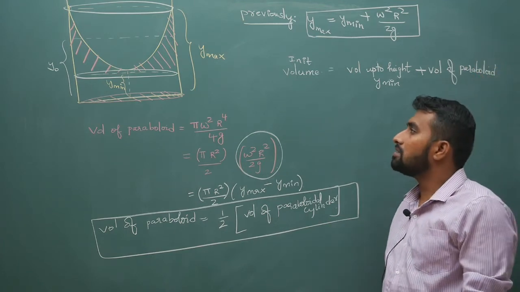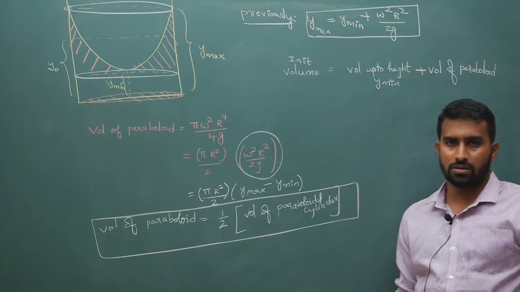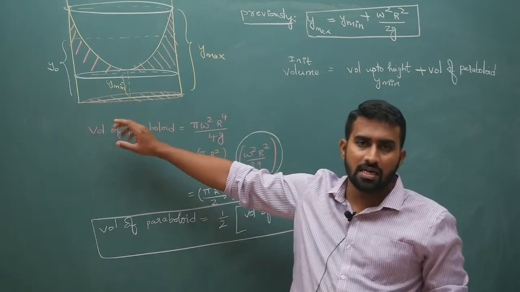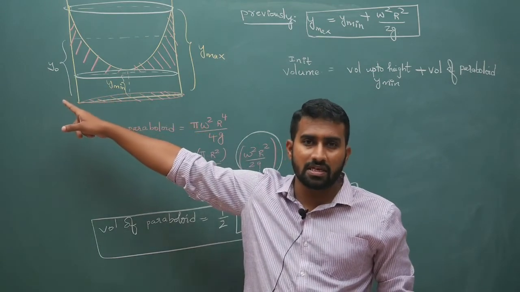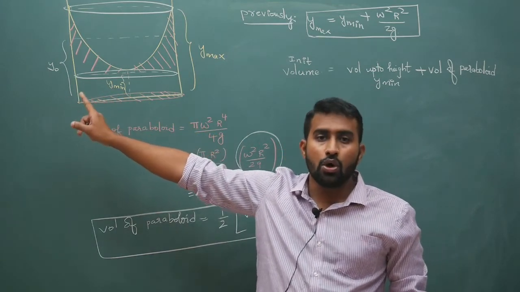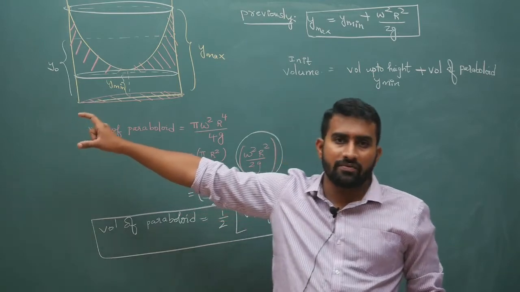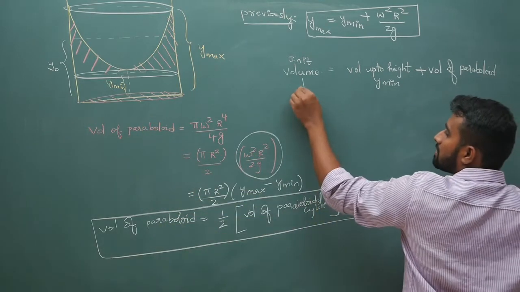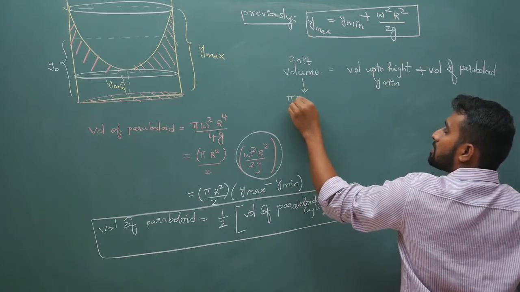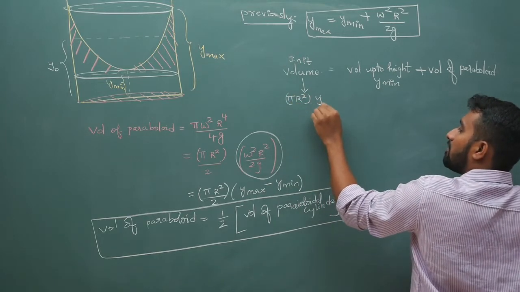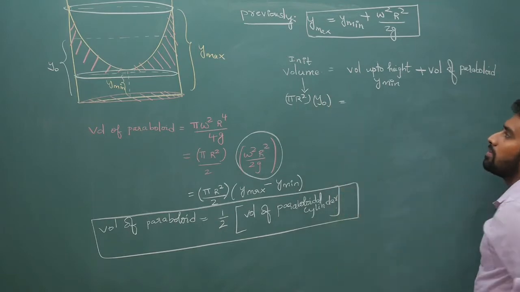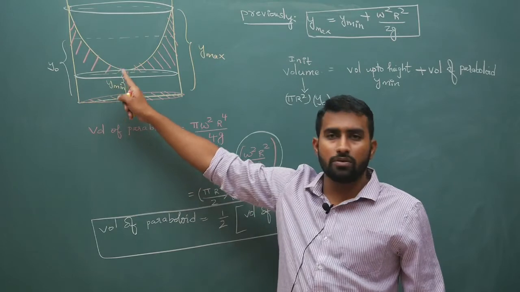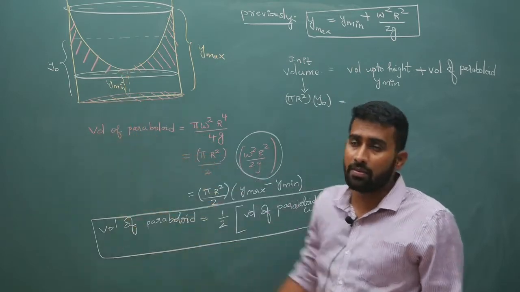Right? Because the liquid is not yet spilling out. The total volume of liquid present initially, I told you, is present up to a height of y naught. So the initial volume is pi r square into y naught, area of base into height. That is equal to, because of the rotation, this height y naught will decrease and come to y min.